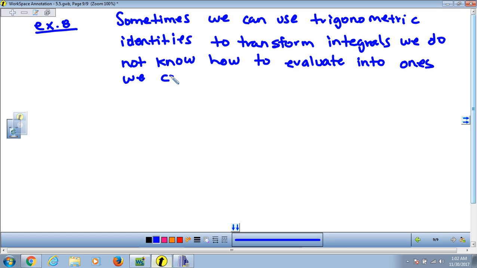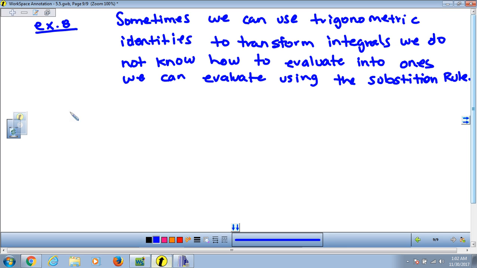we can evaluate using the substitution rule. Obviously, this whole section is about that. Substitution rule. So, what's the problem gonna look like? You have, for example, sine square x dx.